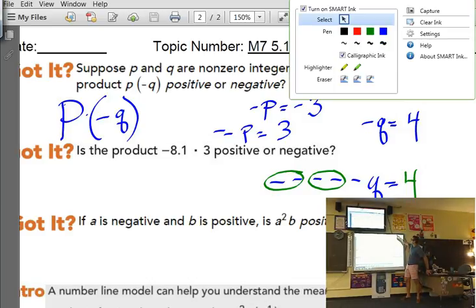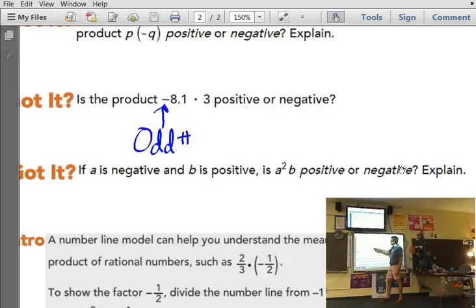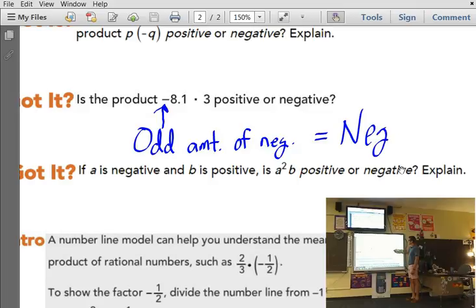Mathematician or math magician, if you'd like to say. So, real easy class answer. Anybody, everybody: negative 8.1 times 3, what will it be? Positive or negative? Negative, because there's one negative. And what I want you to write is odd number or amount. Actually, I'm going to write amount. Odd amount of negatives equals a negative answer.